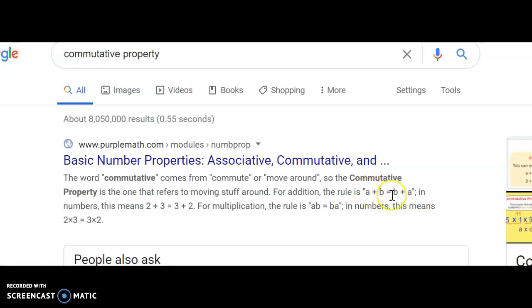So I just move the A to the back side and the B to the front side, and it's going to come out with the same answer. Or 2 plus 3 equals 3 plus 2. Or in multiplication, it would be A times B is the same as B times A.